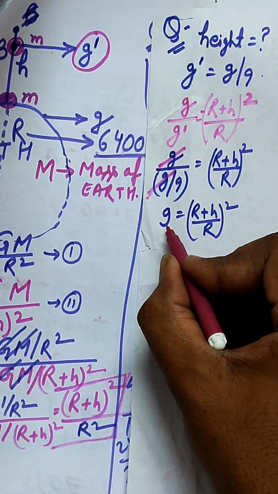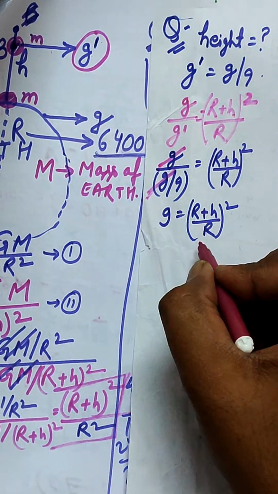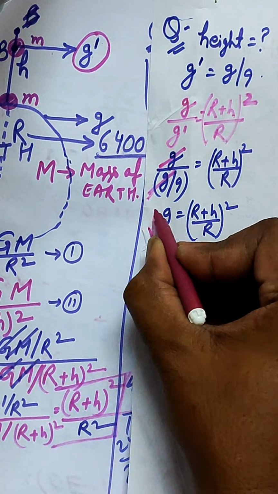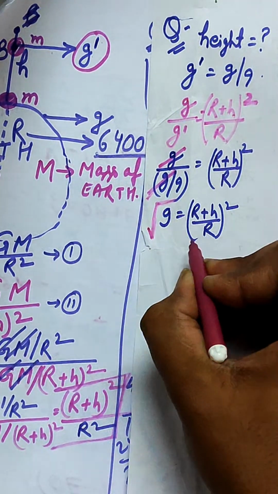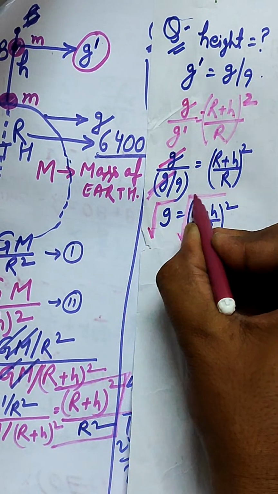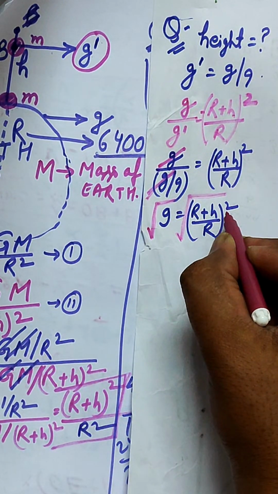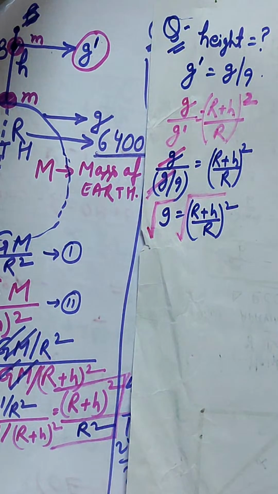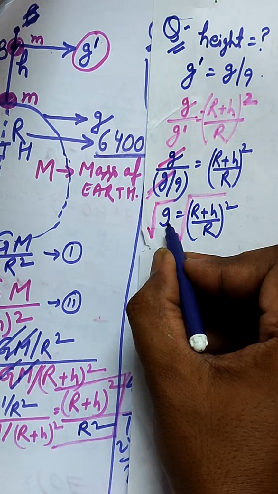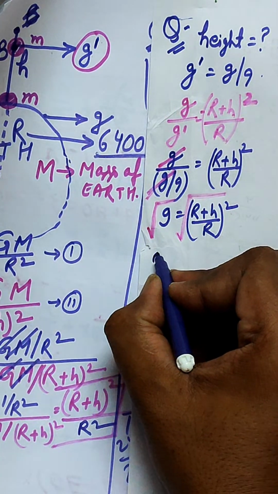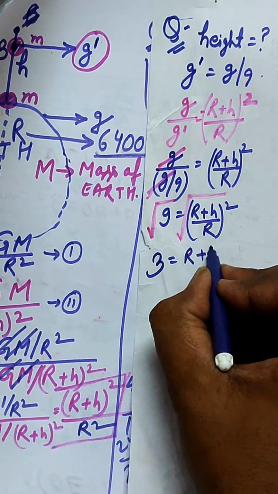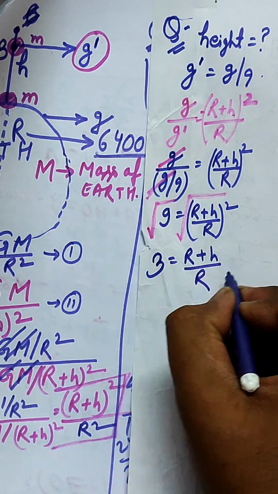So 9 will be on the LHS and (R plus h) by R whole square on the RHS. Now take a square root on both sides of the equation. Why are we taking the square root, as we did earlier? Just to eliminate this square. Now this will give you the value of root 9, which is 3. So 3 is equal to (R plus h) by R.